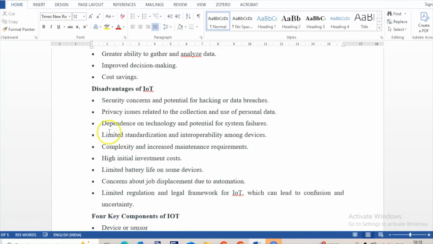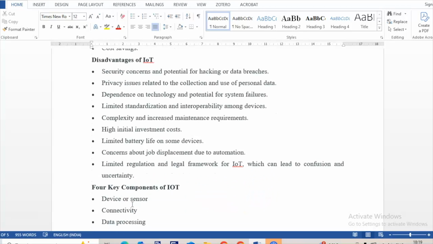Disadvantages include security concerns and potential for hacking or data breaches, privacy issues related to the collection and use of personal data, dependence on technology and potential for system failures, limited standardization and interoperability among devices, complexity and increased maintenance requirements, high initial investment cost, limited battery life on some devices, concerns about job displacement due to automation, limited regulation and legal framework for IoT, which can lead to confusion and uncertainty.